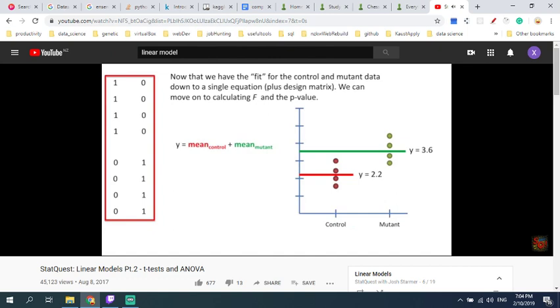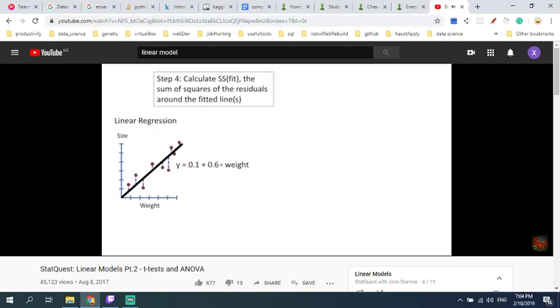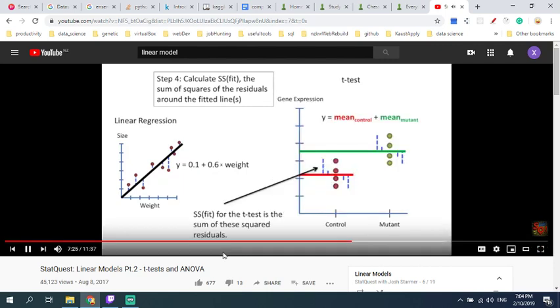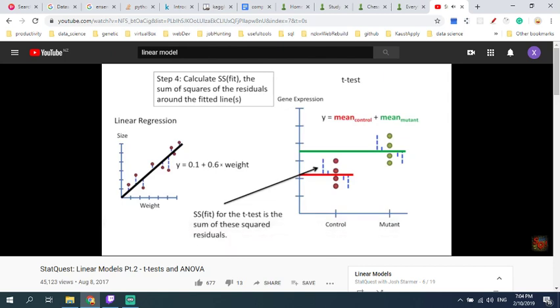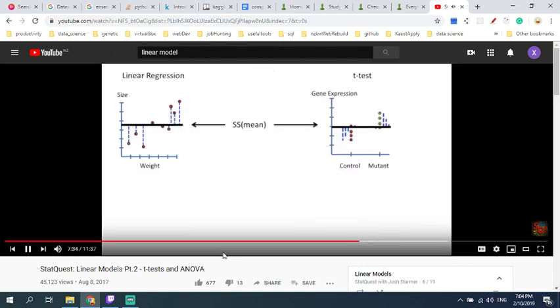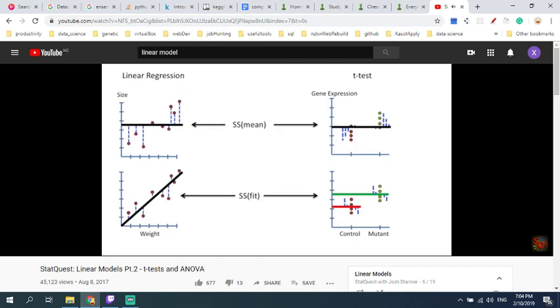Now that we have the fit for the control and mutant data down to a single equation plus design matrix, we can move on to calculating F and the p-value. So, step 4, calculate the sum of squares of the residuals around the fitted lines. With the linear regression, that means the sum of these squared residuals, plus the residuals around the mean, and then we calculated the sum of squared residuals around the fitted line.